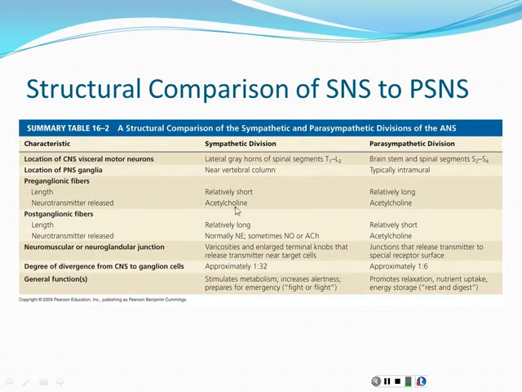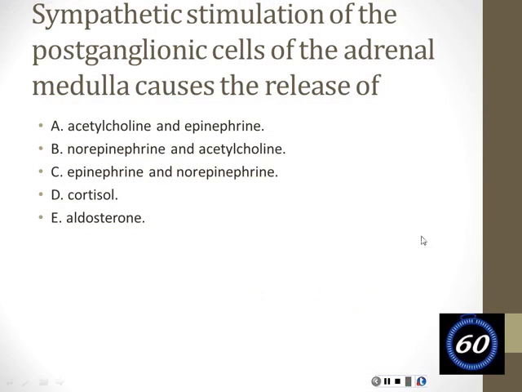In the sympathetic, we have short preganglionic fibers and long postganglionic, and then in the parasympathetic, we have the opposite, long preganglionic, short postganglionic. And then the neurotransmitters: norepinephrine and epinephrine for the sympathetic, and acetylcholine for the parasympathetic.